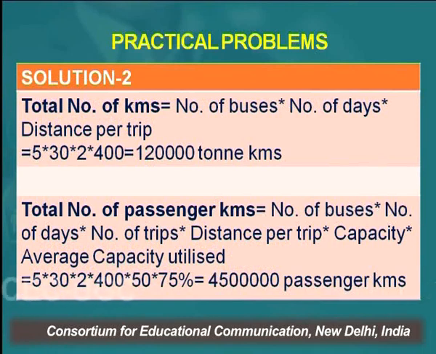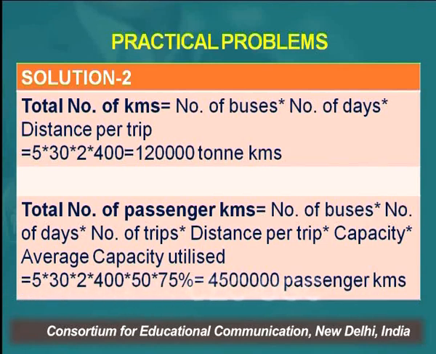That is, number of buses multiplied by number of days multiplied by the number of trips and multiplied by the distance traveled on each trip. The other is total passenger kilometers. Here you find there is a distinction between simple kilometers and passenger kilometers. In passenger kilometers, I'll also multiply by the number of passengers. So number of buses into number of days into number of trips into distance per trip into the average capacity utilized.